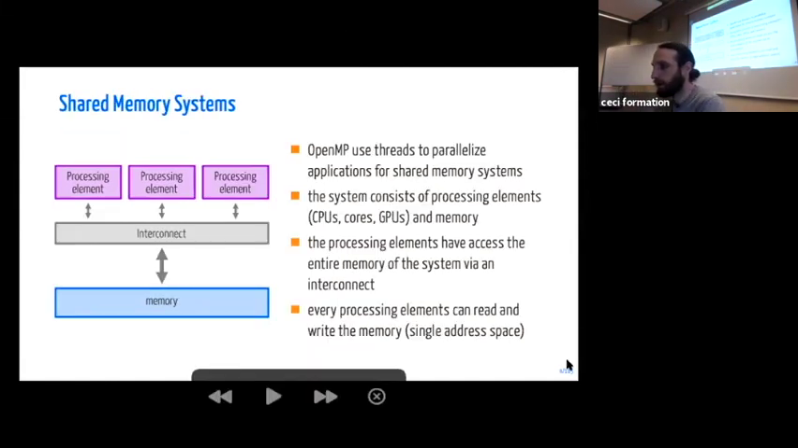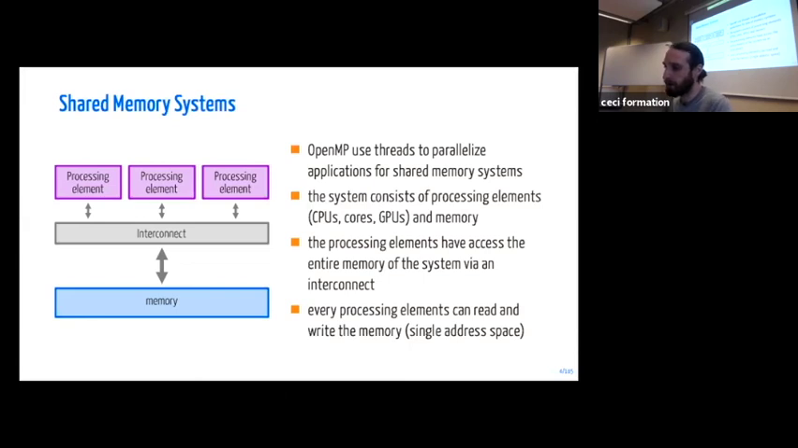So the idea behind a shared memory system is that you have all your processing elements. These can be simple CPUs, if you consider a system with multiple sockets, or cores, or a GPU. All these cores or GPUs are connected through an interconnect and have access to a single memory space. Every processing element, whatever it is, has the ability to read and write the memory in a single address space and see the memory that has been updated by another processing element.